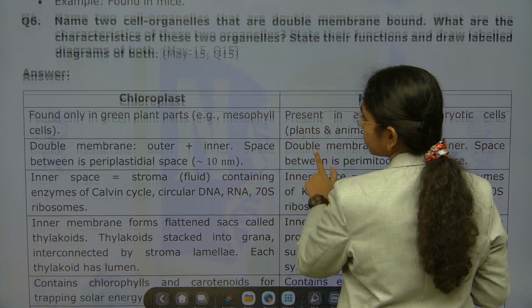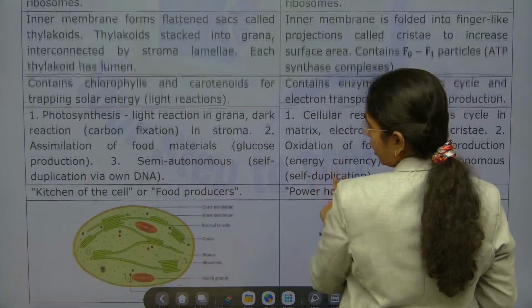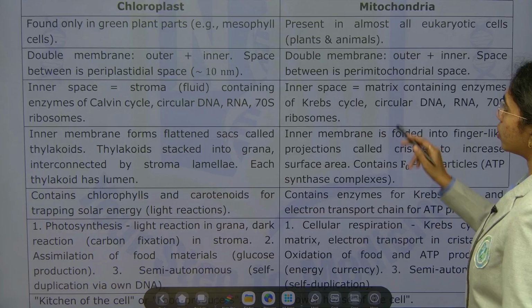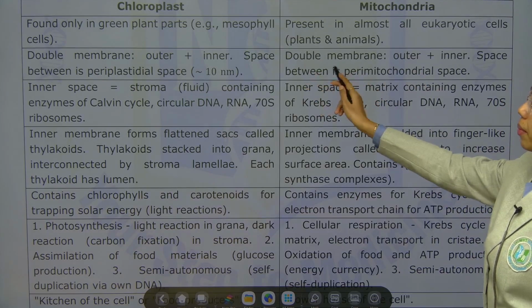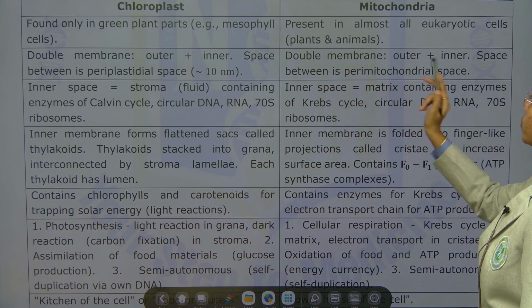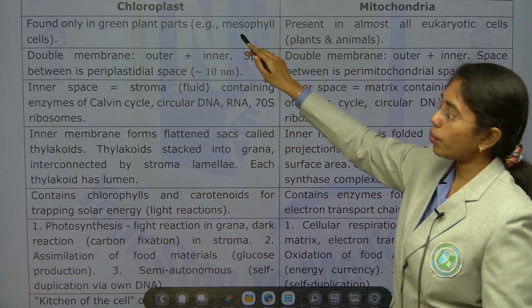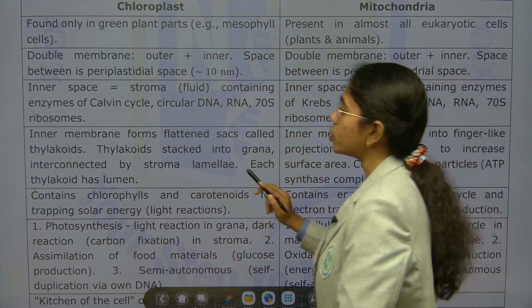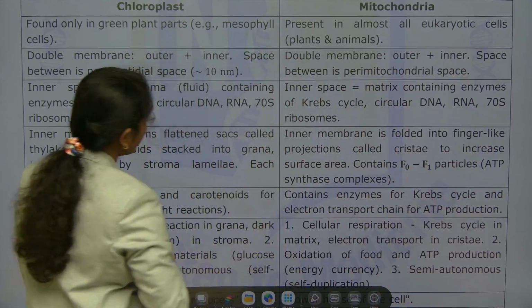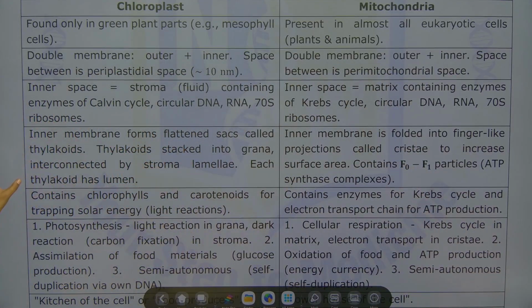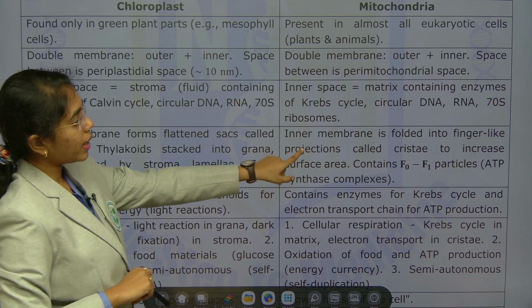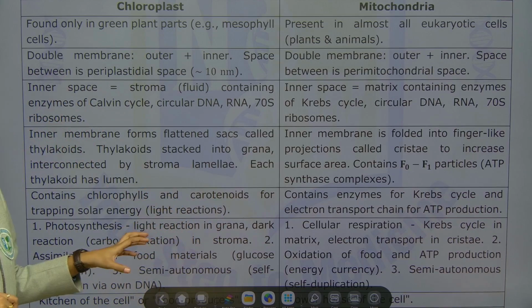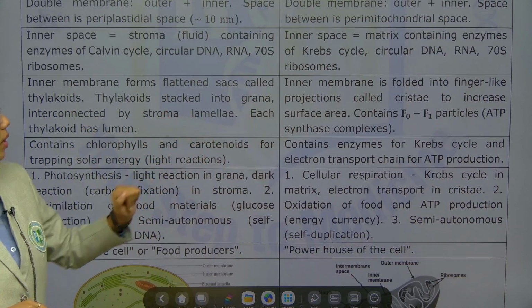Here you see chloroplast and mitochondria. Of course, both are double membrane bound. The intermembrane space is the periplastidial space in chloroplast and the perimitochondrial space in mitochondria. Chloroplast is found only in green plants, while mitochondria are found in both plants and animals. Here in chloroplast, the inner membrane forms flattened sacs. Those sacs are called thylakoids and they are folded into grana, interconnected structures. In mitochondria, the inner membrane is folded into projections called cristae, the inner mitochondrial membrane.